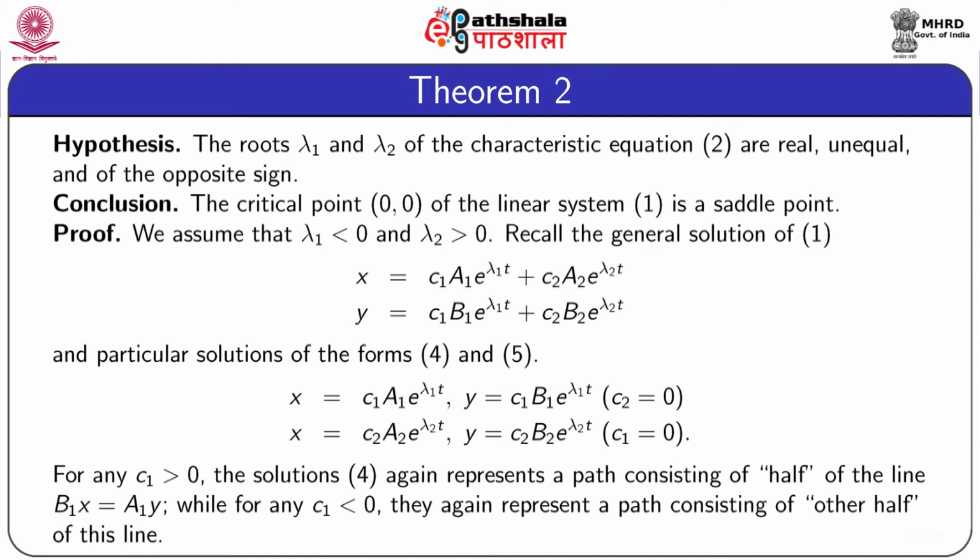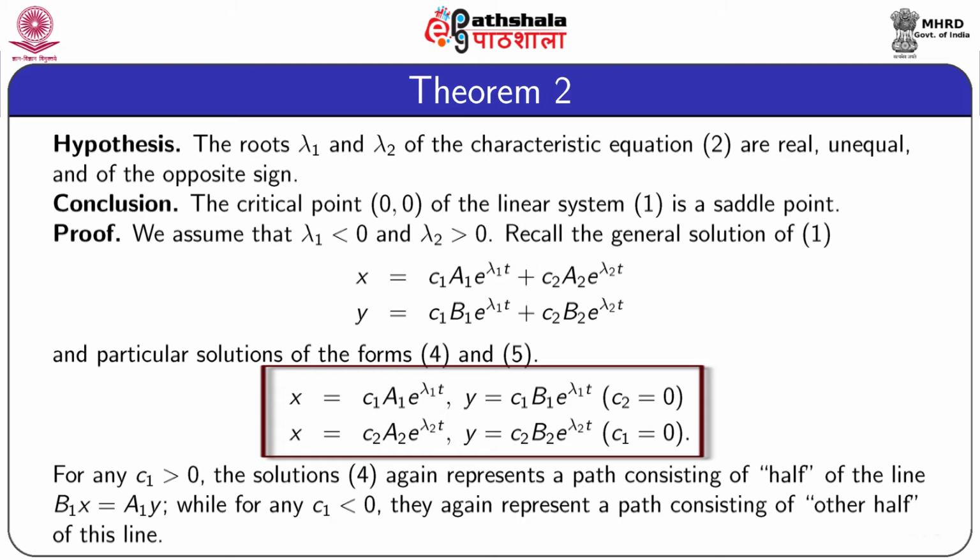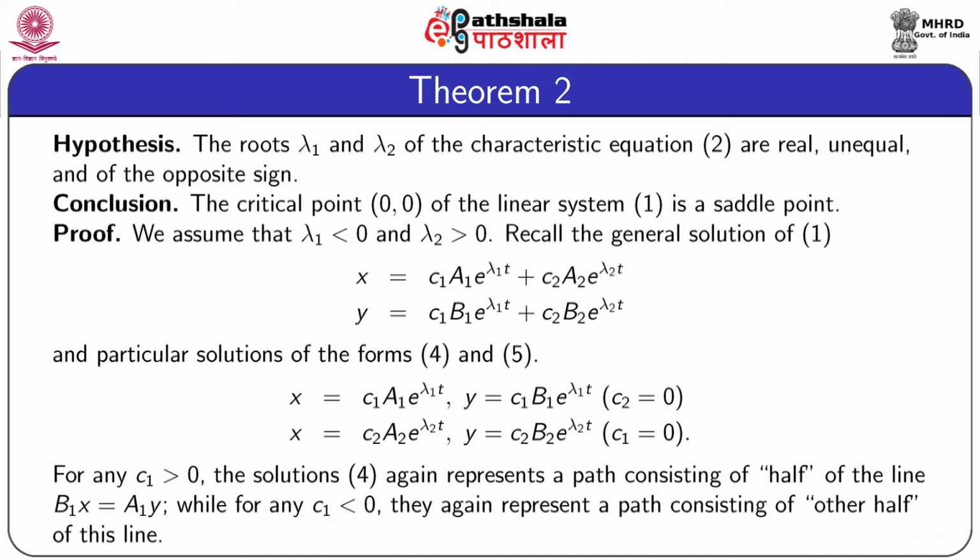And the particular solutions are of the form 4 and 5, which is x equal to c1 a1 e to the power lambda 1 t, y equal to c1 b1 e to the power lambda 1 t, which is obtained by putting c2 equal to 0, and when we put c1 equal to 0, we will get x is equal to c2 a2 e to the power lambda 2 t, y equal to c2 b2 e to the power lambda 2 t. Here a1, b1, a2, b2 are definite constants and c1 and c2 are arbitrary constants.